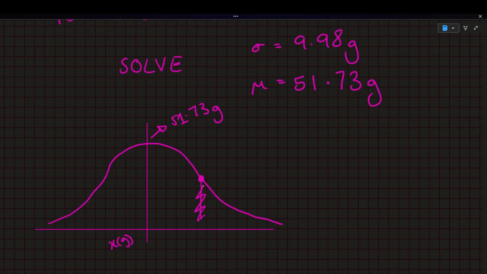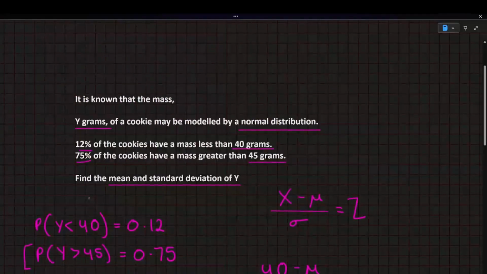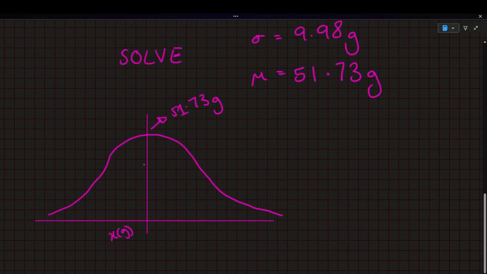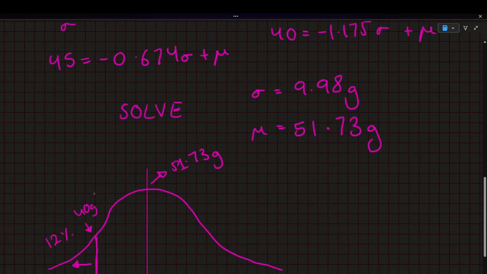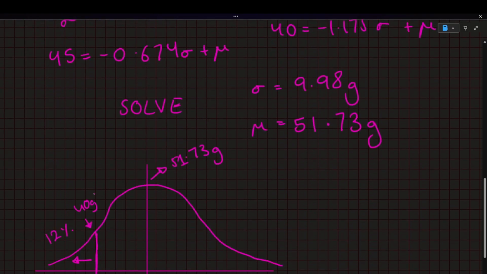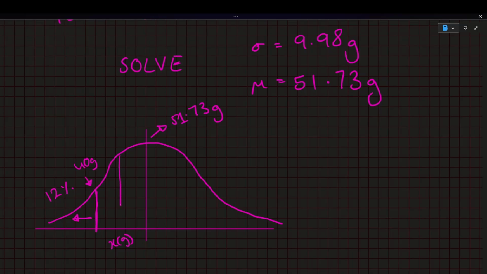But if we just go back to the question, it said that 12% of the cookies have a mass less than 40 grams. So if 40 is over here, 12% of them have a mass less than that. So we'll just write, this is 40 grams. 12% of them have a mass less than that 40 grams. And 75% of the cookies have a mass greater than 45 grams. Yeah, we'll write 45 grams over here. And then 75% of them will have a mass greater than that.